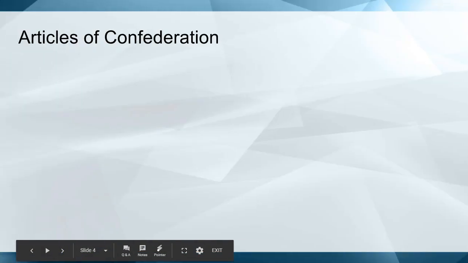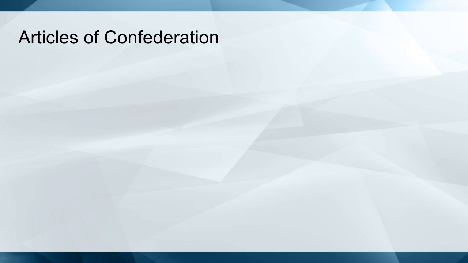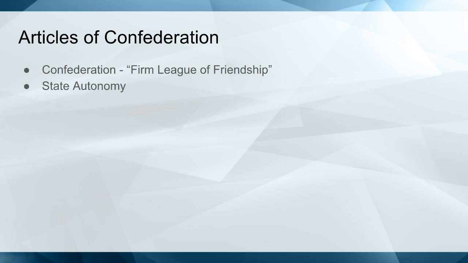Okay, the first governing document of the United States is going to be something called the Articles of Confederation. The Articles of Confederation created what it referred to as a firm league of friendship. So in essence, sovereignty is going to be maintained by each of the states. Each state can come and go as it pleases. Again, I want to emphasize that sovereignty is held at the state level.